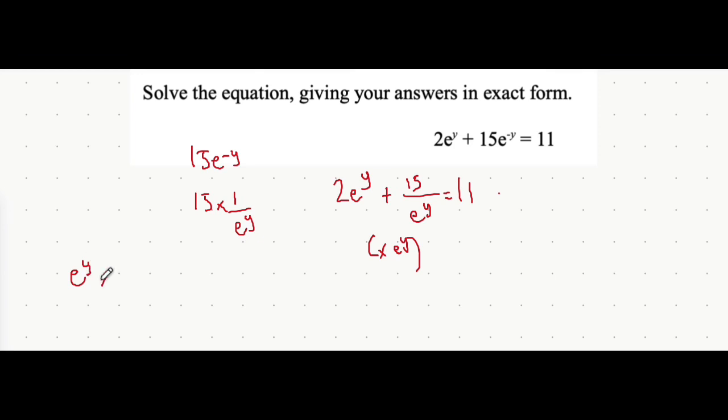A lot of students get confused with this. Whenever the base is the same and you're multiplying indices, you just add the powers together. In this case, y plus y is 2y, so this will become e to the power of 2y. That means the first term overall will just become 2e to the 2y. The e to the y in the denominator will cancel out with the e to the y you multiplied by in the numerator, so you'll be left with just plus 15 for that second term, and it's equal to 11e to the y. Remember to also multiply the right hand side.